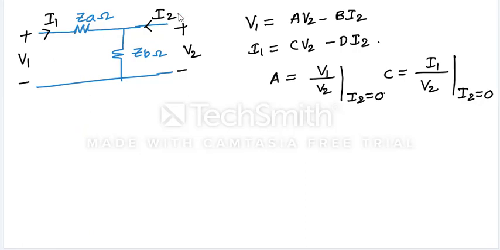For this we must make I2 equal to 0. We made I2 equal to 0. So this current is I1, this current is 0, so this current is I1. Now if we apply KVL to this loop, V1 is equal to ZA plus ZB into I1, and this voltage is V2.